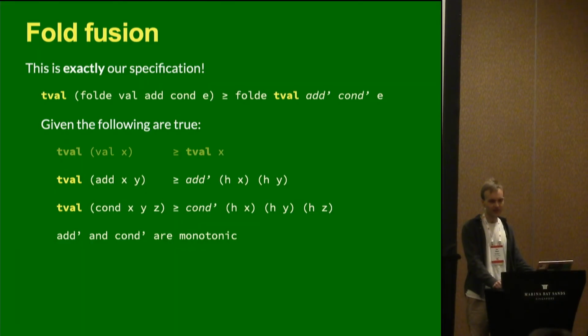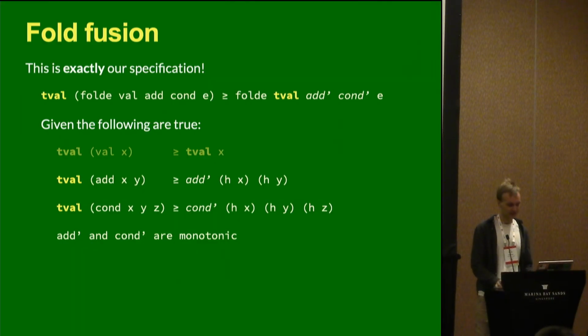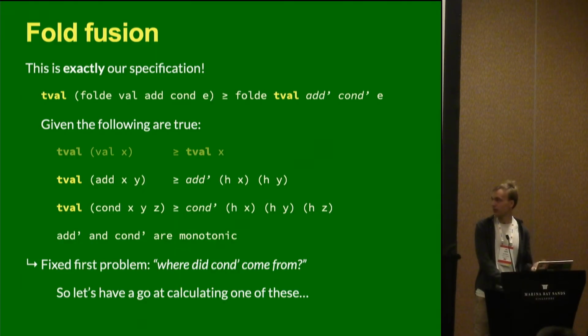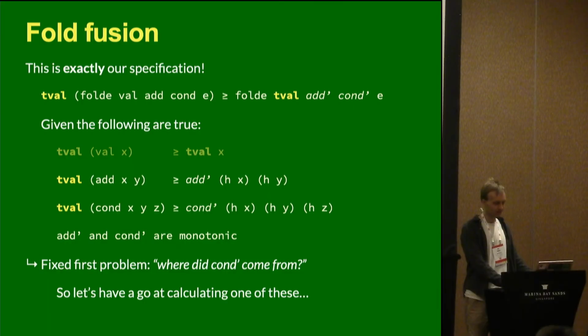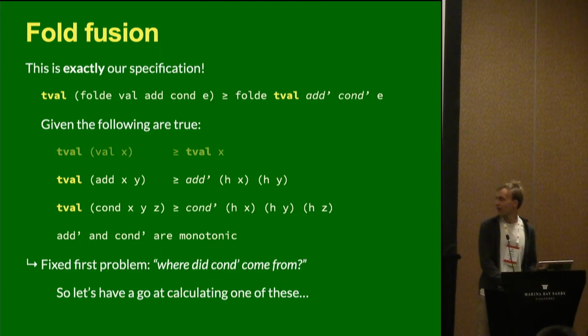So I guess you can look at this as, we've sort of divided the problem up a little bit, and we can look at these separately, which is great. But more importantly, for me at least, this has fixed our first problem. We now know where const prime came from. It came from the fact that this is just full fusion. So we can come back to calculating things.